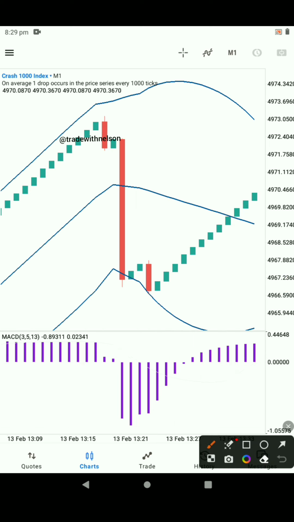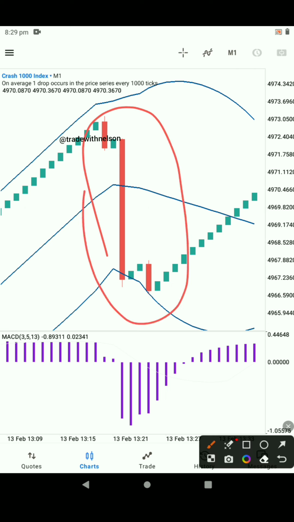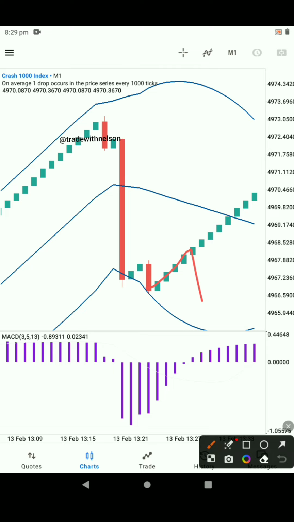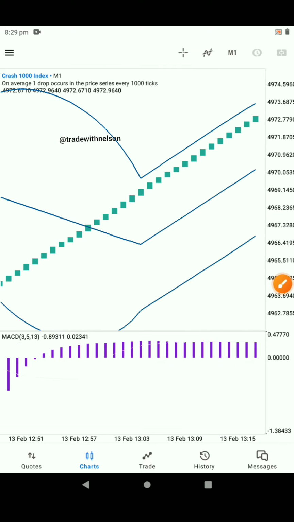You see over here, there is a spike into the band, then we go up, and we see another spike. Like I said, we are only looking for one spike that will break the lower band. So we are not taking this trade, because it is likely to come up and then continue to go to the downside.